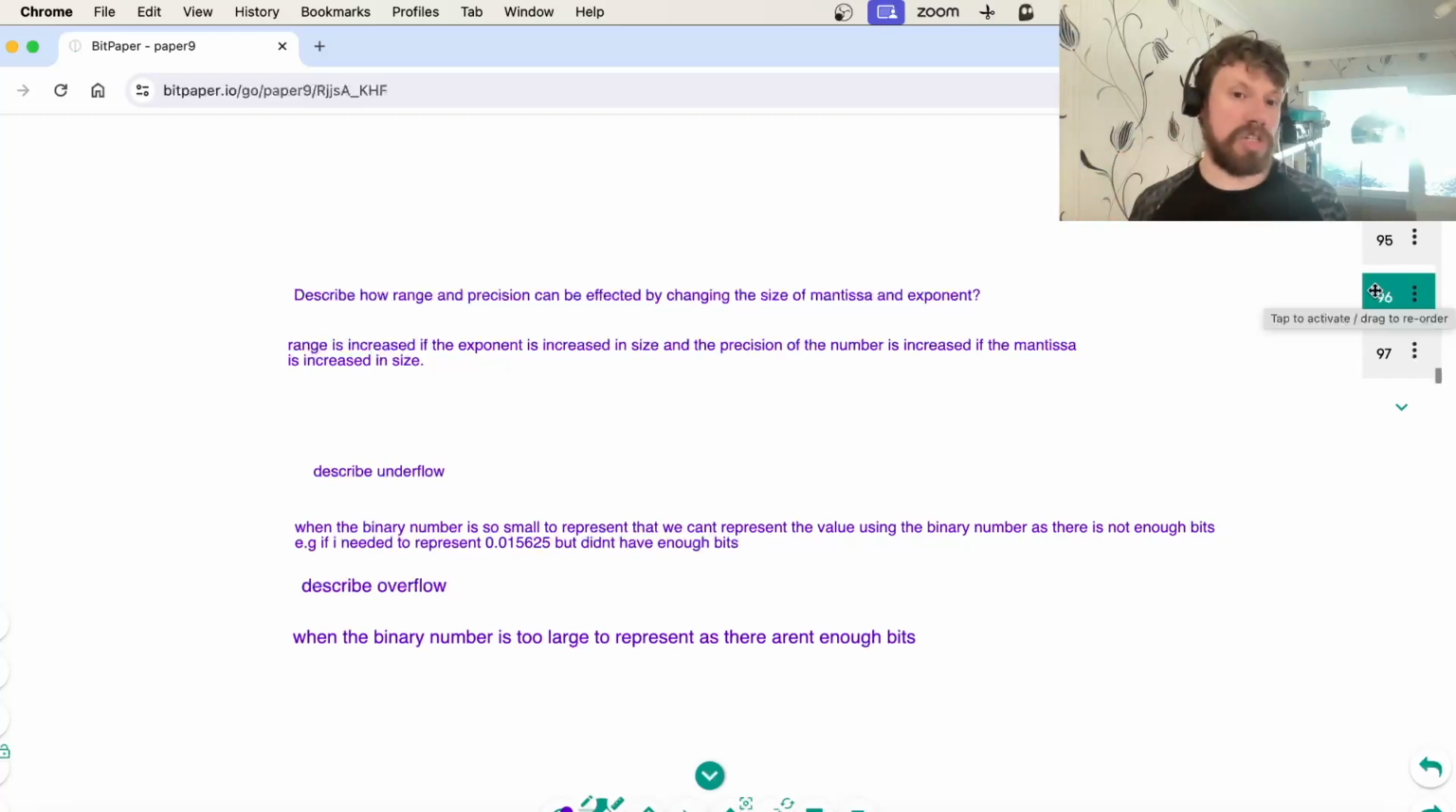So if the exponent is increased, you can represent a larger range of numbers. And then what you want to say is the precision is increased if the mantissa is increased. Underflow, so it says describe underflow. That is where the numbers are so small that you actually don't have the correct amount of binary numbers to represent it. And overflow, which you'll remember from binary addition at GCSE, is where you have too many bits and you haven't got enough space to represent it all.